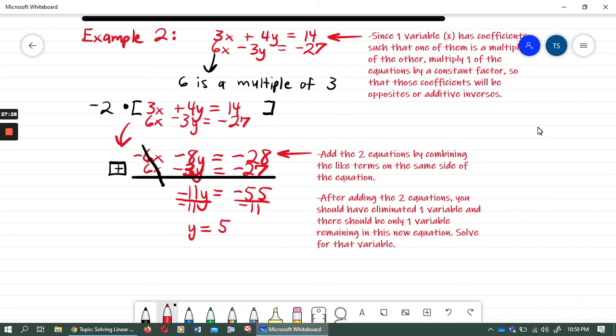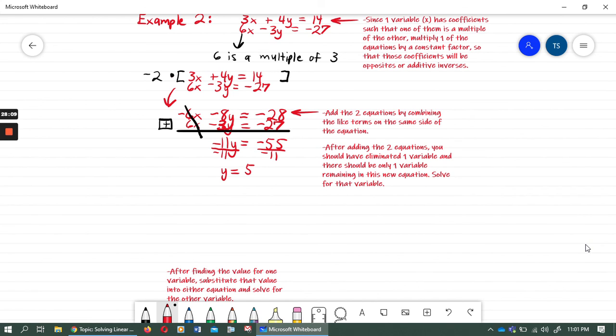Guess what, guys? Are we done? Absolutely not. Our solution for a system is not just an x value and a y value, and we haven't even found an x value yet. Our solution is an ordered pair, which you have to write in the form x, y. So now that we have found one of those variables, we need to substitute that into one of our original equations and solve for the other variable.